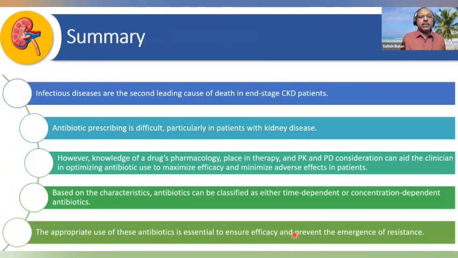So in summary, infection is the second leading cause of death in end-stage CKD patients. Antibiotic prescribing is difficult, especially in patients with kidney disease, but with knowledge of a drug's pharmacology, its role in therapy, and PK/PD, you can find out how to prescribe the antibiotic effectively and minimize the adverse effects. You can classify antibiotics as either time-dependent or concentration-dependent based on their characteristics. And based on that, you can do a much better job of prescribing antibiotics by adjusting the doses, the timing, the frequency, etc. The appropriate use of these antibiotics is essential to ensure efficacy and prevent the emergence of resistance. Thank you very much.